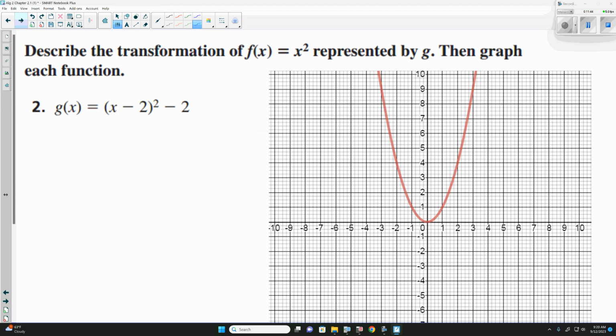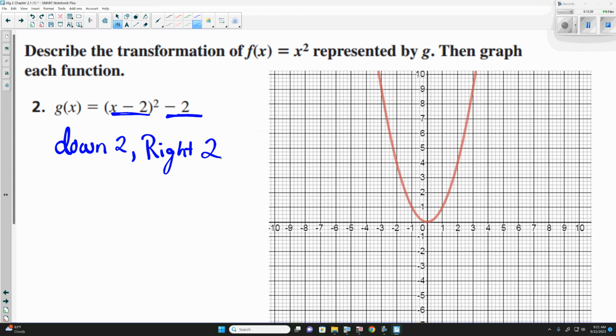So if we look at this one here, we have two key transformations. We have one inside the parentheses and one outside. The minus 2 outside would indeed be down 2, because outside the parentheses, when we add or subtract something to it, it is going to move just like we think it is. So minus 2 outside is indeed moving it down 2. The minus 2 inside the parentheses would be right 2, because it's going to be the opposite of what we think.